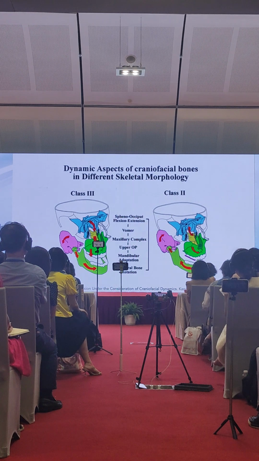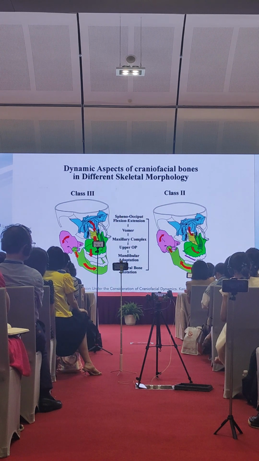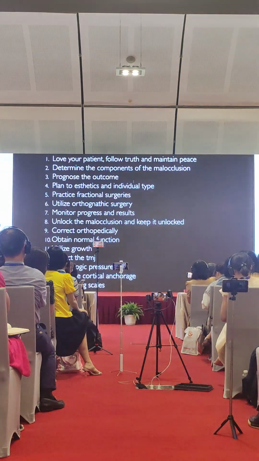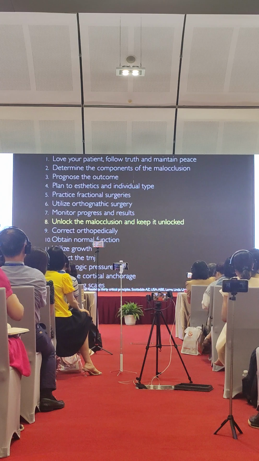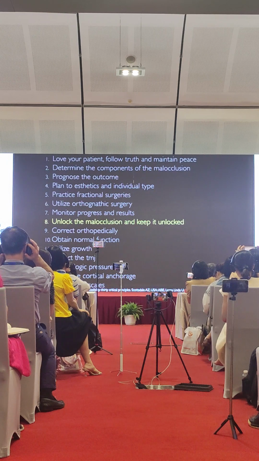So obviously, Sato just described that the switching out of the third molars and the changing of the occlusal plane can affect all the bones, so it's not just the mandible, but the whole maxillofacial complex that is affected. So in the therapy, we want to rotate, that is, unlock the malocclusion, and then keep it unlocked.